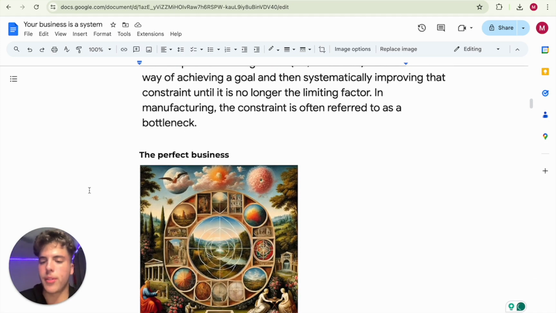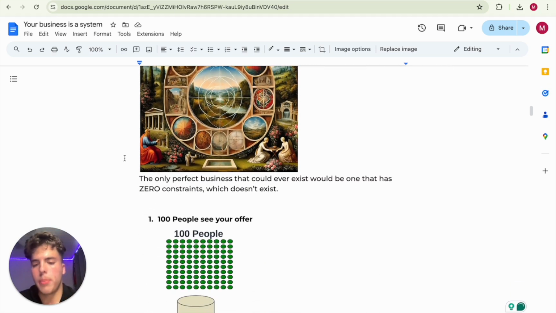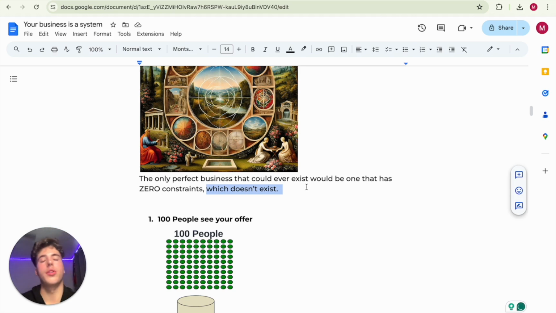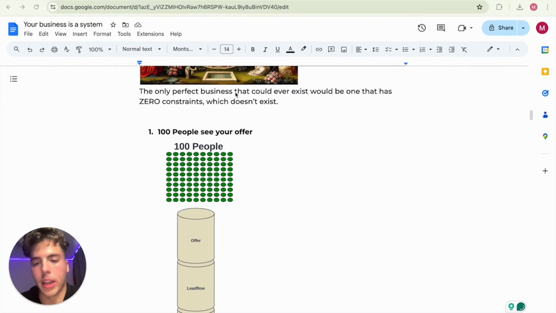Let's go to La La Land and let me explain to you the perfect business. The only perfect business that could ever exist would be one that has zero constraints, which doesn't exist. Every single business in the world, even companies like Google, Meta, Tesla, they all have constraints. This is how it hypothetically would look.